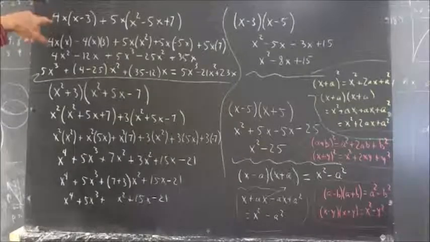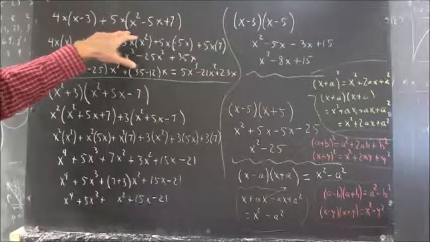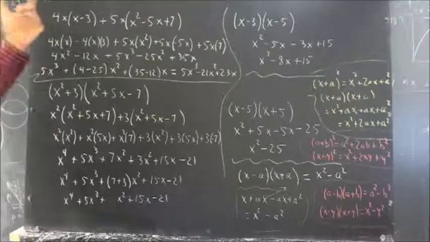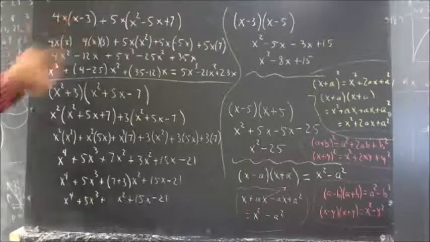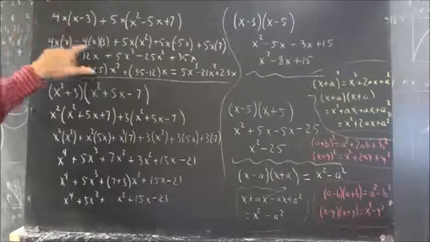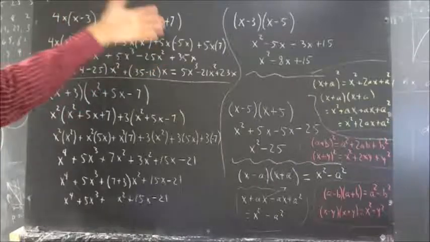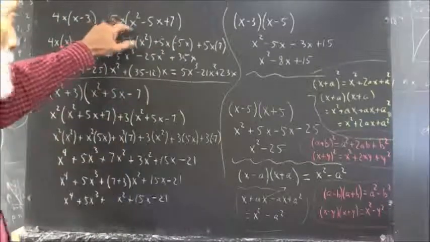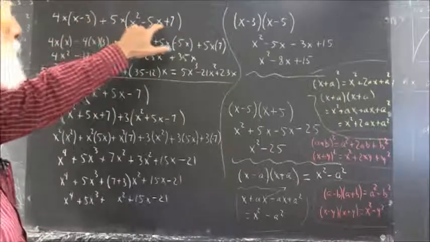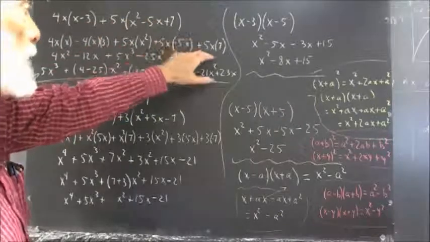We begin by multiplying 4x times the quantity x minus 3, plus 5x times the quantity x squared minus 5x plus 7. We use the distributive law. 4x multiplied by x minus 3 is 4x multiplied by x minus 4x multiplied by 3. 5x multiplied by x squared minus 5x plus 7 is 5x multiplied by x squared plus 5x multiplied by negative 5x plus 5x multiplied by 7.